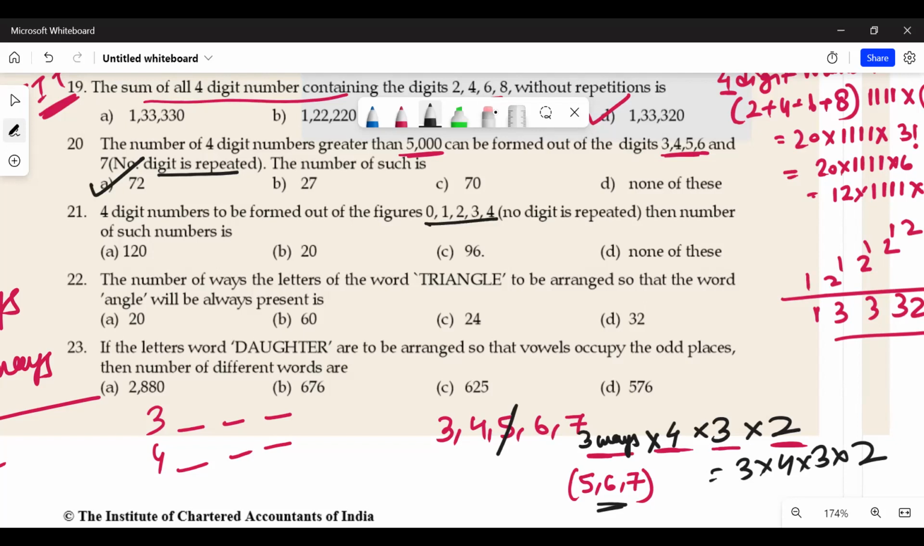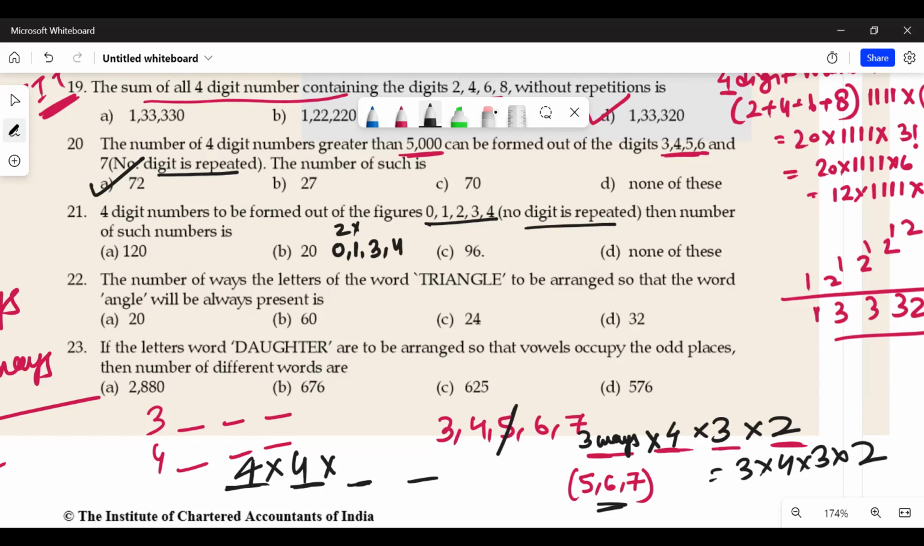Question number 21. You want to form a 4-digit number, so it cannot start with 0, right? It can start with any of the 4 digits, 1, 2, 3, 4, but it cannot start with 0. So in the thousand place, any of 1, 2, 3, 4 can come. Now if you use one digit, because digits cannot repeat, it doesn't matter which digit you use. Suppose I use 2. Now I can use 0, 1, 3 or 4, so any of the 4 digits can be used here.